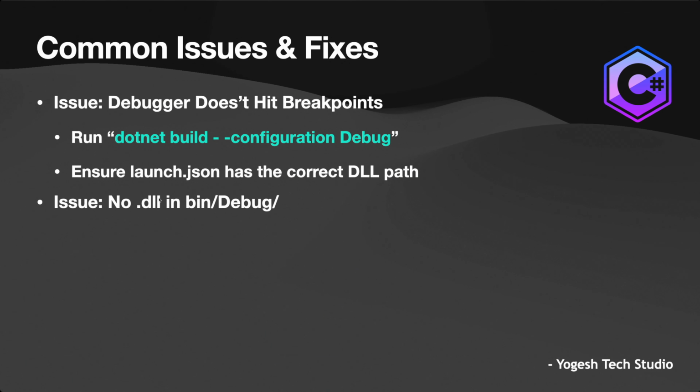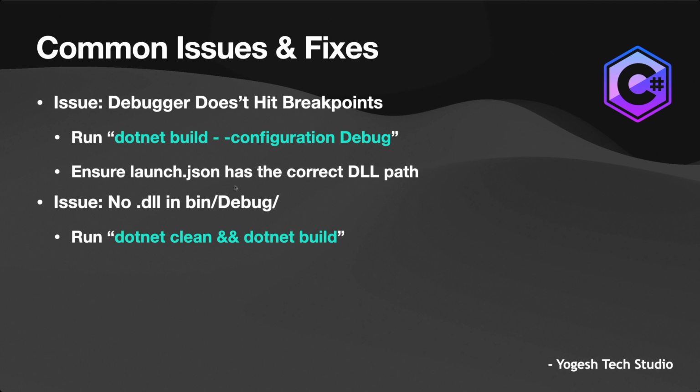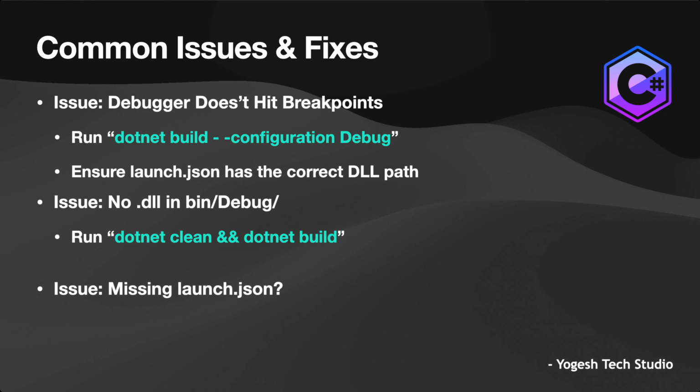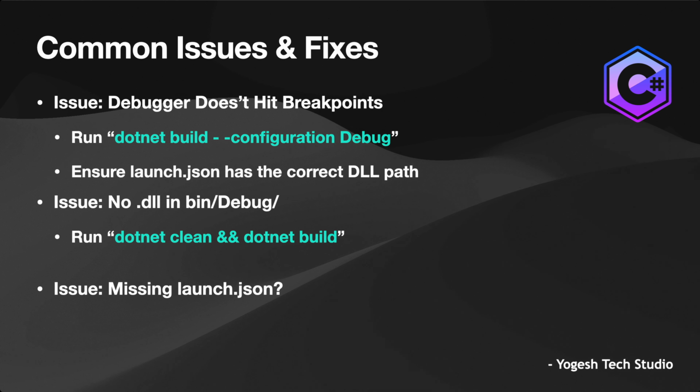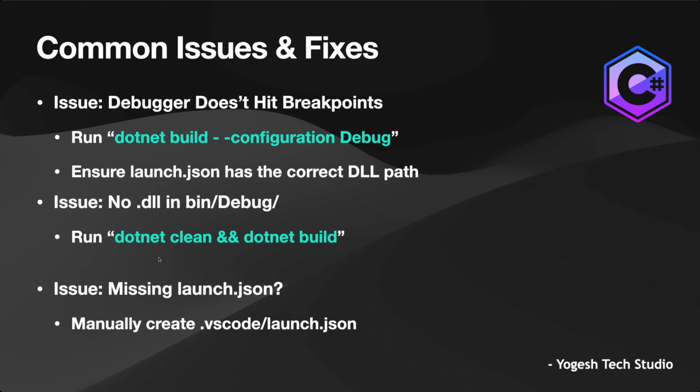Next probable issue is no DLL. In that case, what you can do is just run the clean operation and build your application again using these commands, dotnet clean and dotnet build. Next, sometimes what happens is Visual Studio, I said Visual Studio, but Visual Studio Code, doesn't work correctly. In that case, what we can do is just manually create the launch.json file. And how you can do that, let me show.